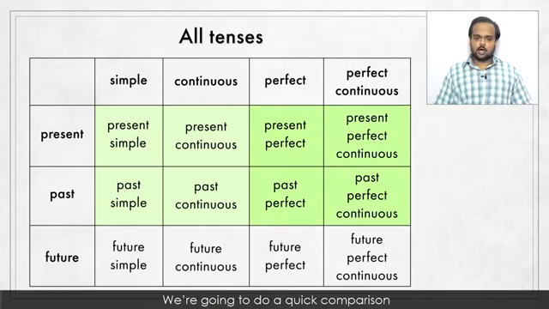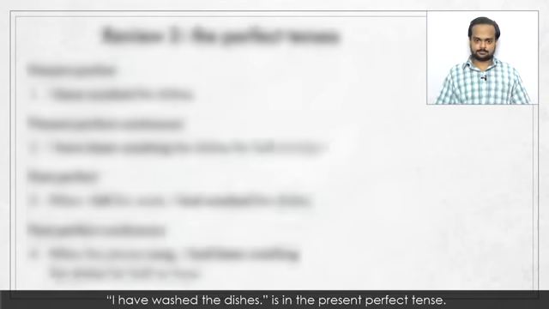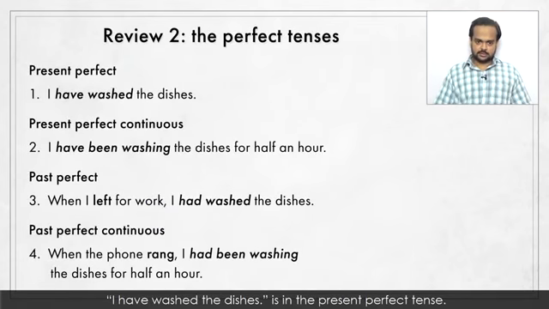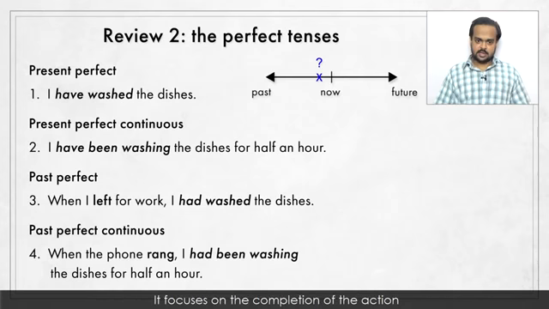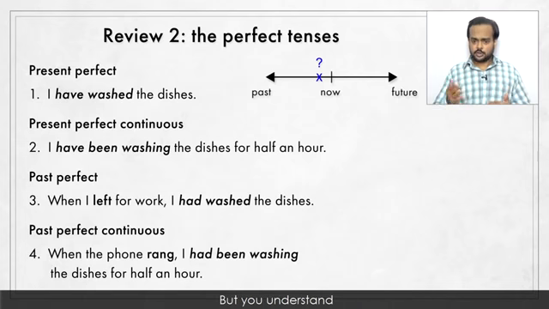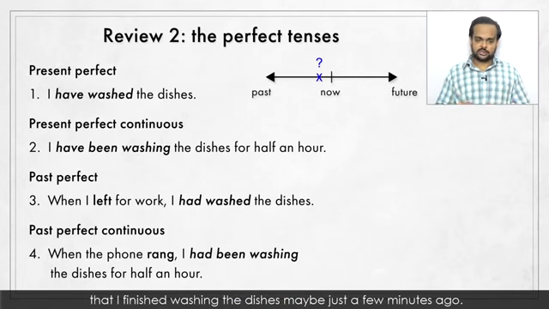Alright, it's time now for another review. We're going to do a quick comparison of the 4 perfect tenses we've looked at so far. I have washed the dishes is in the present perfect tense. It focuses on the completion of the action and doesn't mention the exact time. But you understand that I finished washing the dishes maybe just a few minutes ago.